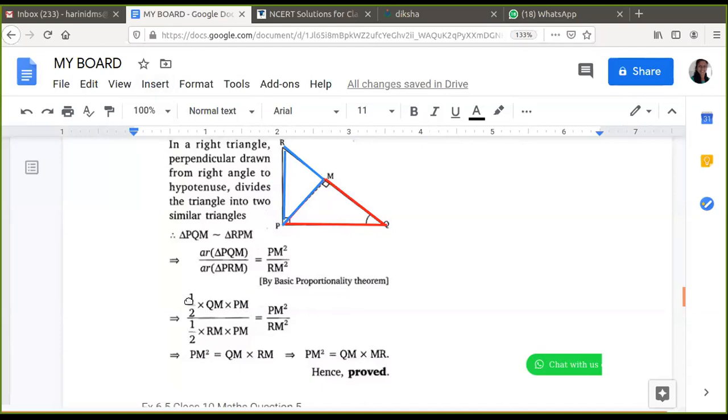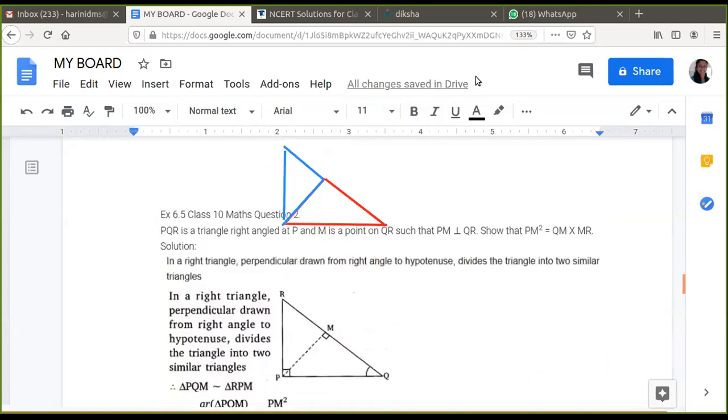The half will go. PM is also common in the numerator and denominator. So what you're left with on the left-hand side is QM by RM, and here you have PM square by RM square. So when I cross multiply, see what happens. I will get PM square equal to QM into RM, or you can simply write it as PM square is equal to QM into MR. RM or MR both mean the same.